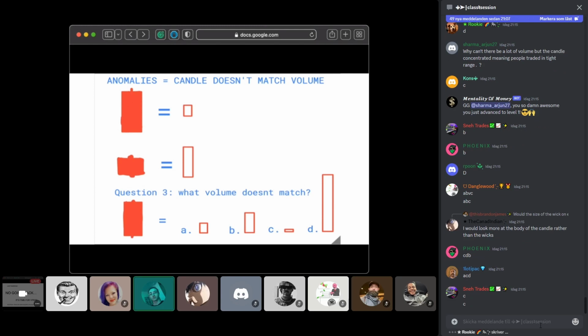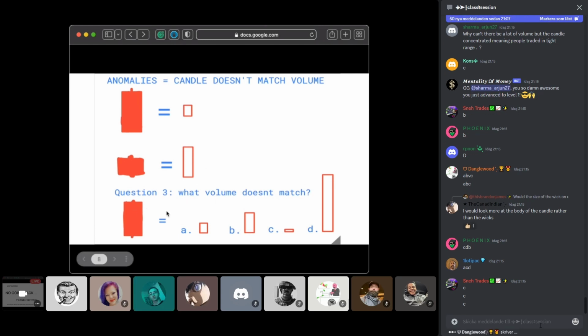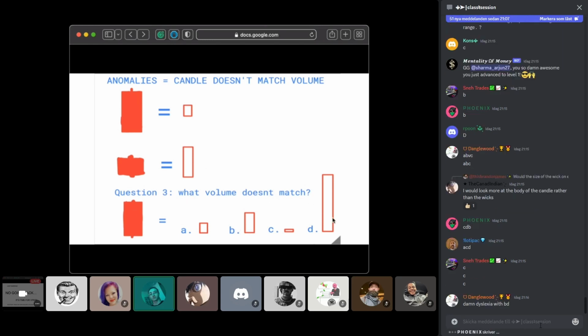Oh yeah, Lodi Pack got it. Did anybody else say that? A, C, D? Nope. Lodi Pack, nice job. Awesome. So what was going on here is it's not B. It's the same thing as before. What volume does not match the candle? It would be A, C, or D.